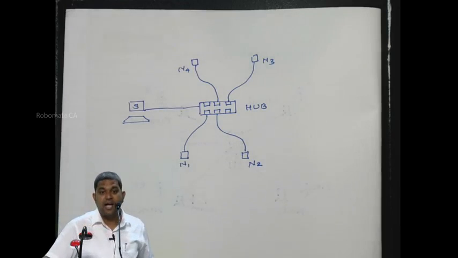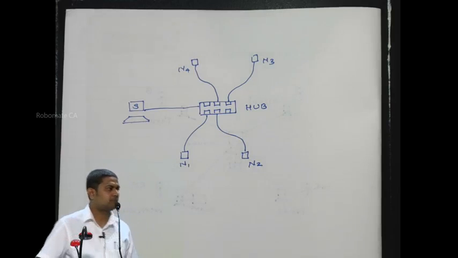There are different types of hub. There are three types of hub: one is called a passive hub, an active hub, and an intelligent hub. Now, what is a passive hub? Listen very carefully.